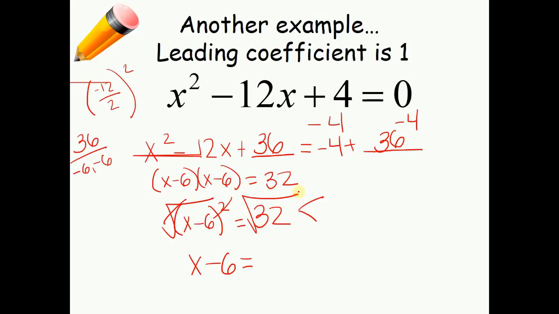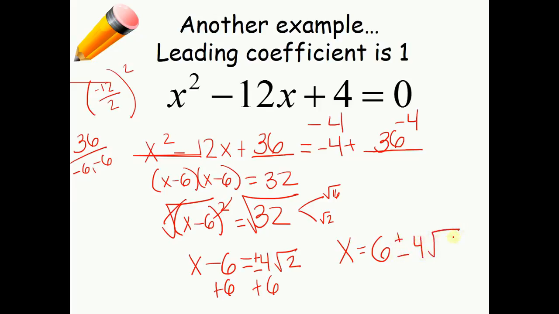4 and 8. 8 breaks down further, though. What about 16 and 2? That'll work. 16 and 2. So I'll get 4 square root of 2. I almost forgot my plus or minus. Almost. Add 6 to both sides. So we're going to get x equals 6 plus or minus 4 square root 2. Final answer to my problem.